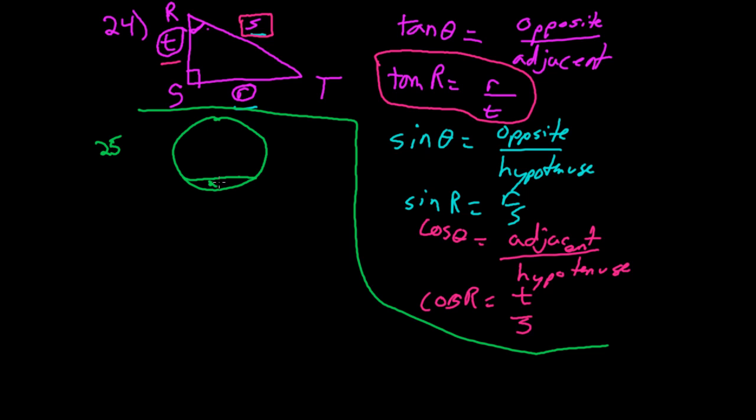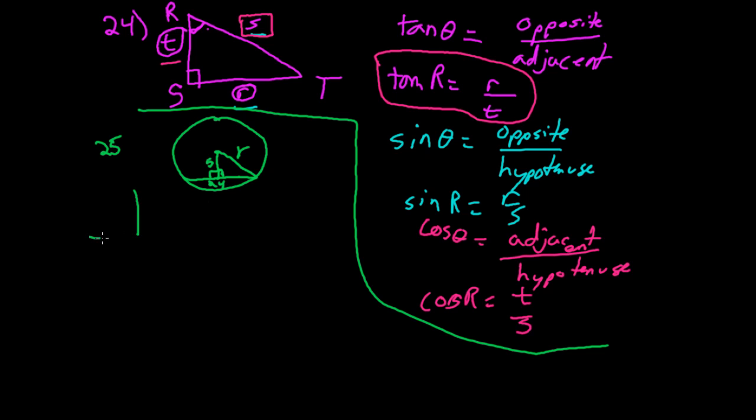It's 24 units long, and then there's a radius that goes straight down. It intersects this perpendicularly, so this is a right angle and this is a right angle. Two right angles here, and its length is 5. And then there's a segment called r, which is the radius, and it asks us to find the length of r.